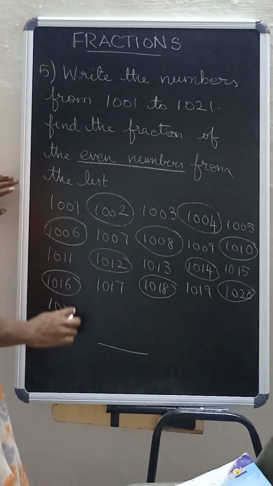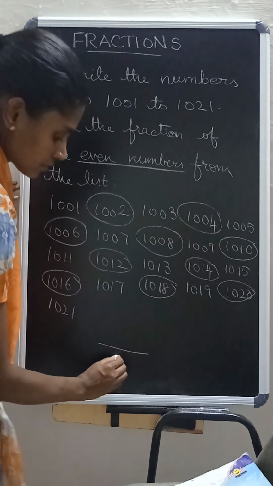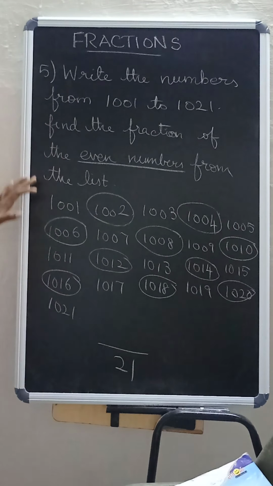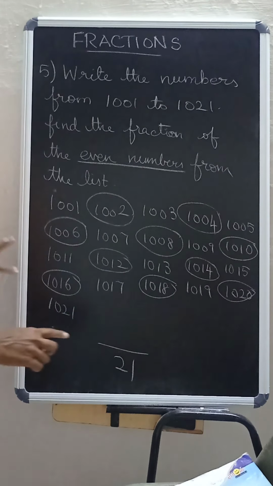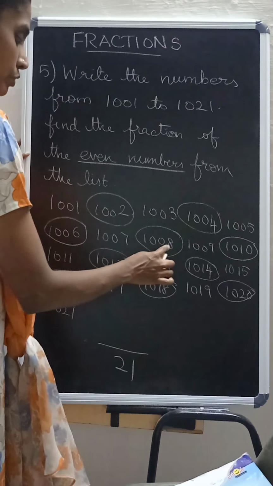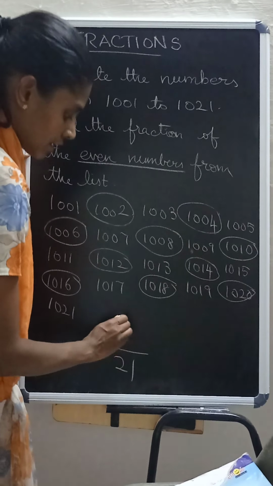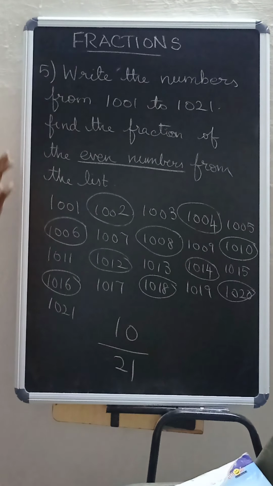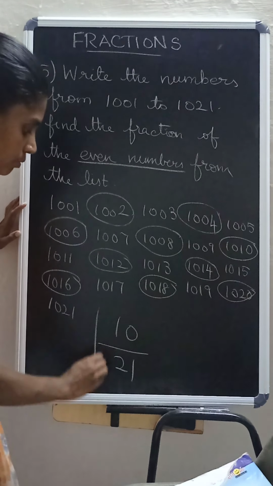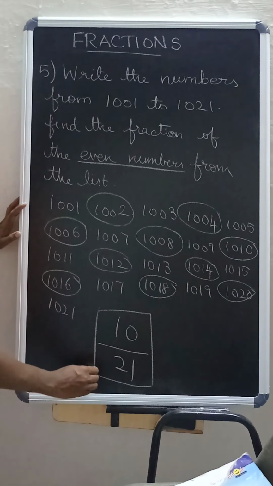1 to 21. So, there are 21 numbers in the list. Out of which 1, 2, 3, 4, 5, 6, 7, 8, 9, 10. 10 are even numbers. So, 10 by 21 is the fraction.